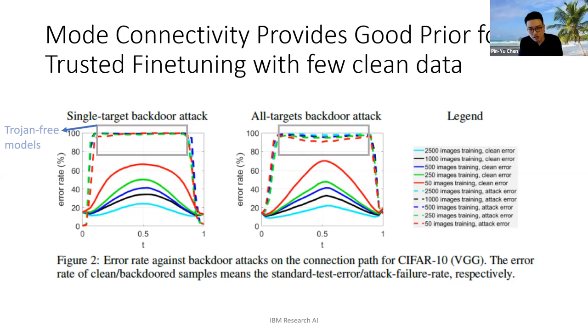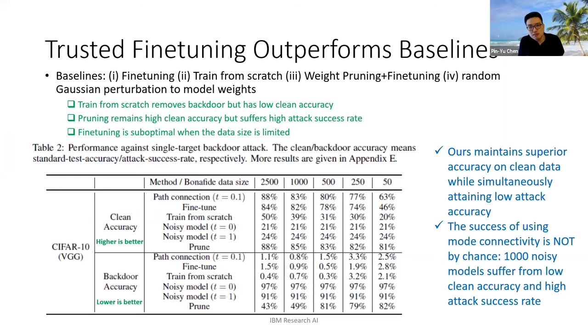We also compare to other baselines to see how our method works compared to others. I just want to give you some highlights. Of course, one option to get rid of this backdoor effect is to train from scratch, just don't use the pre-trained model at all. But if you only have limited data, you will have a very low accuracy, so it's not of practical interest. On the other hand, you can also try methods like pruning. But pruning will still give you high accuracy, while you wouldn't be able to get rid of the backdoor effect. The other common practice is to use fine-tuning.